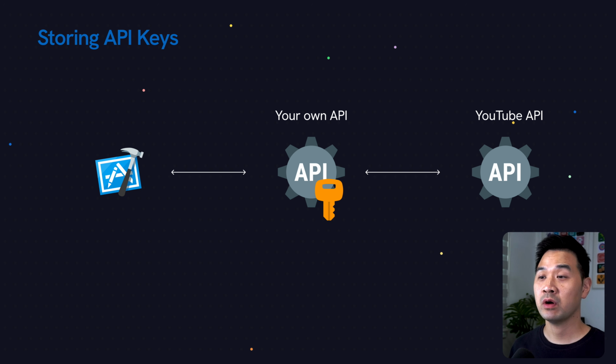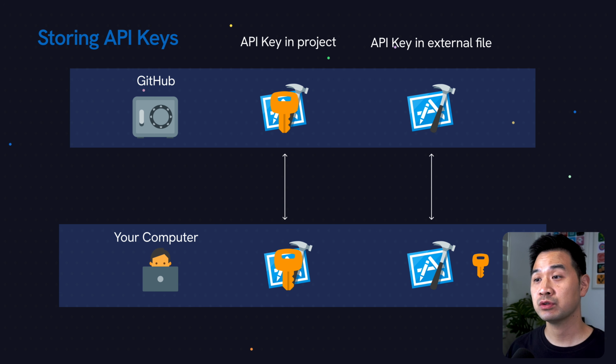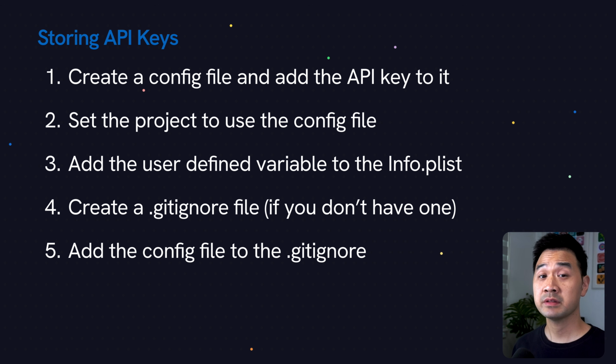So I wanted to go through all of that so that you can get an understanding of what it means to secure your API key. In this lesson, I'm going to show you how to put your API key in an external file. So here are the steps we're going to go through. We're going to create a config file in our Xcode project, and we're going to add the key to it. We're going to set the project to use this config file, and we're going to define a special variable in our plist to reference that API key.